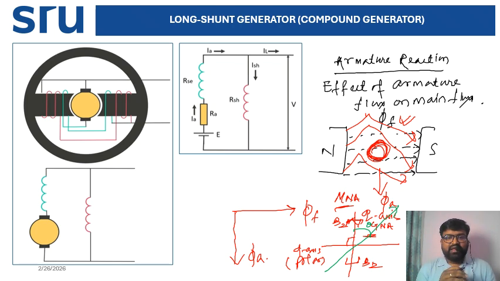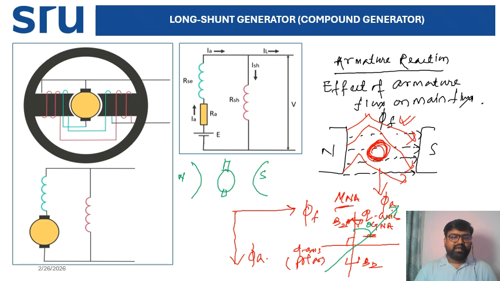In the interpole condition, if I draw here, suppose this is the north pole and this is the south pole, and there is an armature. We know the current will enter at one side and come out at the other side. Then you just try to understand the point.